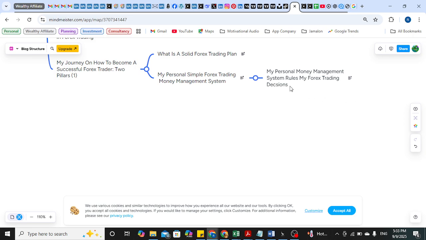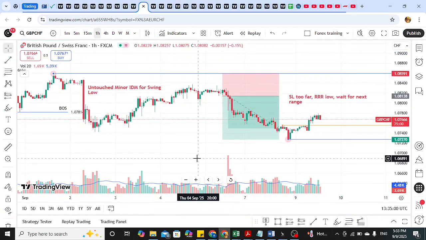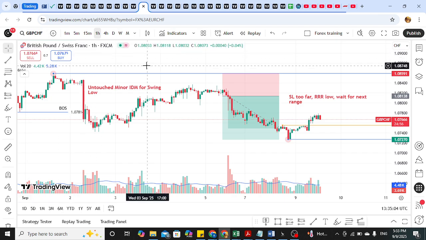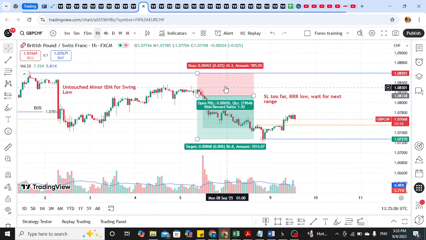Now, today we are going to talk about how the money management system rules my forex trading decisions. Something happened today in one of the trades, and I wanted to show you how my money management system made me not take that trade. Let's move to that example. It is on the GBPCHF on the 1 hour. See, this is the trade.